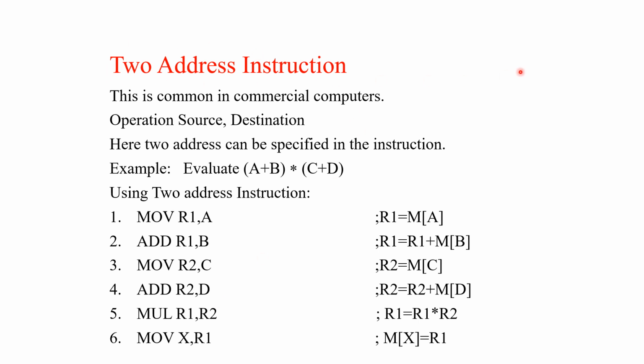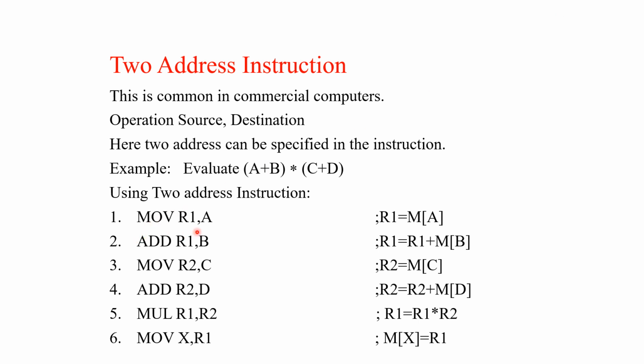Two address instructions are commonly used in commercial computers and allow for the specification of two addresses or operands in a single instruction. This format enables one of the operands to act as both a source and destination, facilitating efficient operations. The example provided demonstrates how to evaluate the expression using a two address instruction set. Here is a breakdown of each instruction in the assembly code.